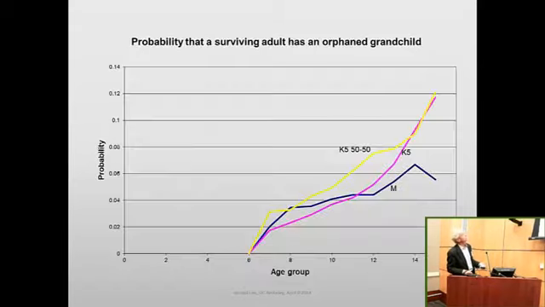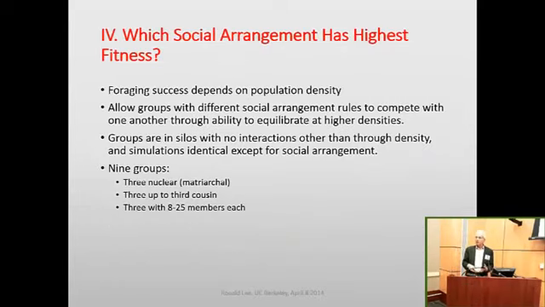The last thing I want to do is put some of these social groups in competition with one another to see which one does best, which one wins the battle for greatest fitness. And the way they compete is that foraging success in these simulations depends on population density. So as the population gets denser, it's harder to get food. In all other respects, these different social arrangements are programmed exactly the same way, except that they have different living arrangements. So we'll have 3 different populations that are matriarchal.